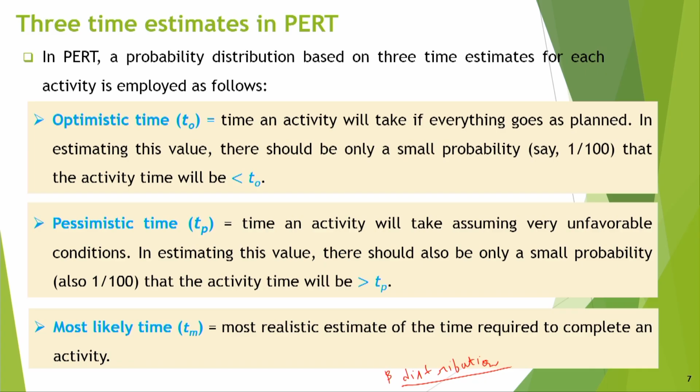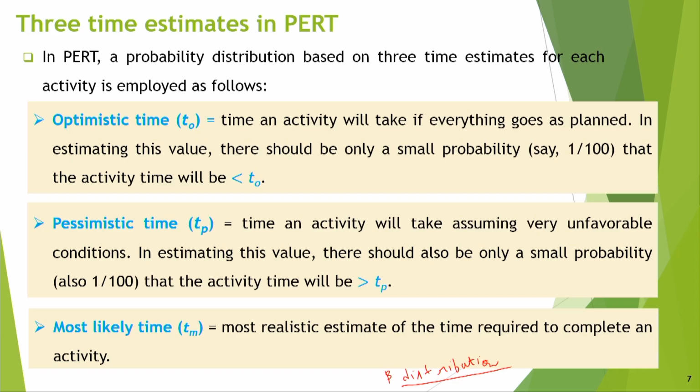Okay. So, what happens is that we have optimistic time, indicated by T subscript O, the time an activity will take if everything goes as planned. That means you are lucky, there is no disruption. In estimating this value, there should be only a small probability, say 1 by 100, that means 0.01, that the activity time will be less than T0. So, something like 99% your job should be done, meaning the job should take minimum this much time.